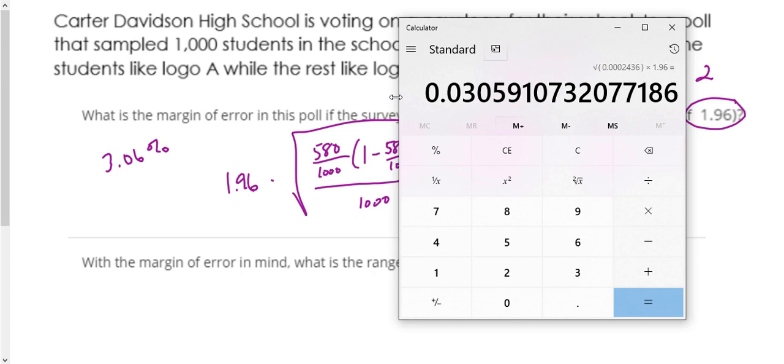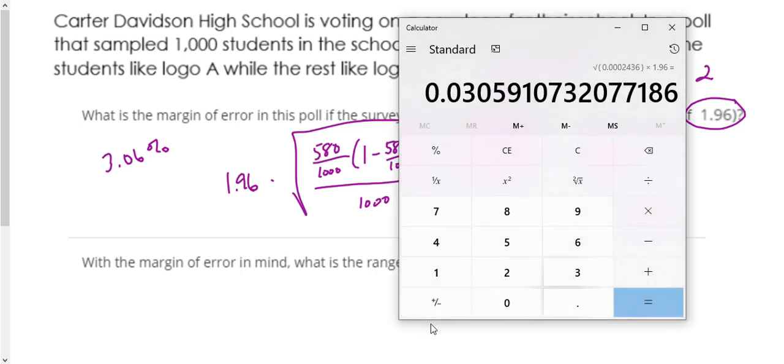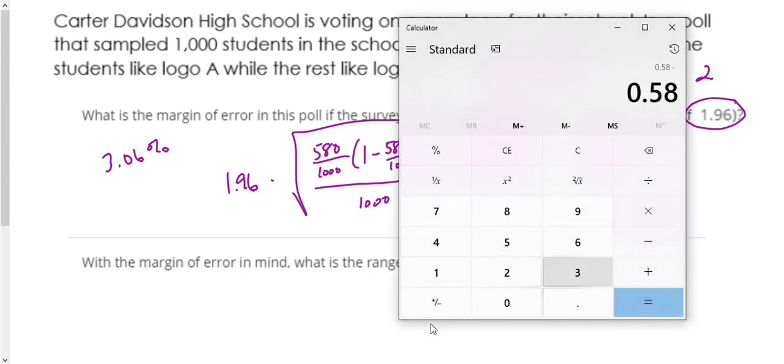All right. So it says, with that margin of error in mind, what is the range of students who like logo A? All right. So the range of students that like logo A. What we're going to do, we know that the very middle, the sample proportion is 58%, right? So we're going to take that 58% and we need to add and subtract this value to it. All right. So first, let's subtract it. 0.58 minus 0.0306, and that's 54.94.